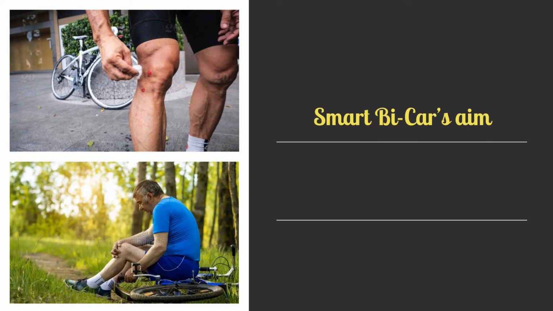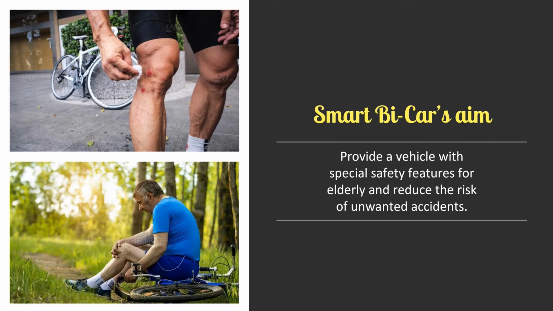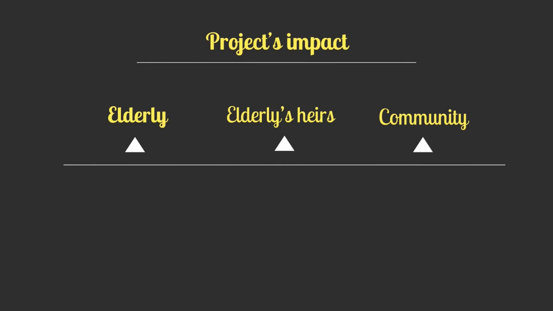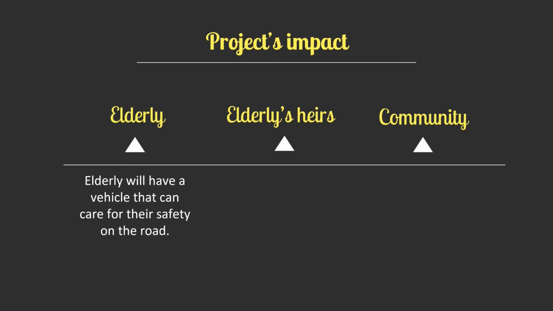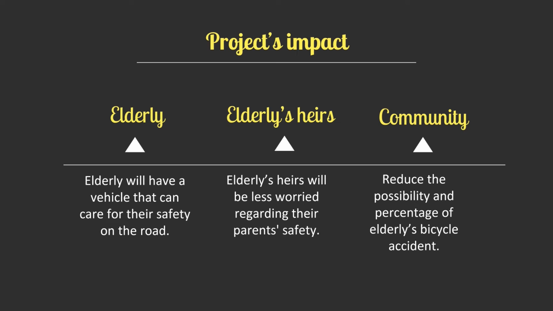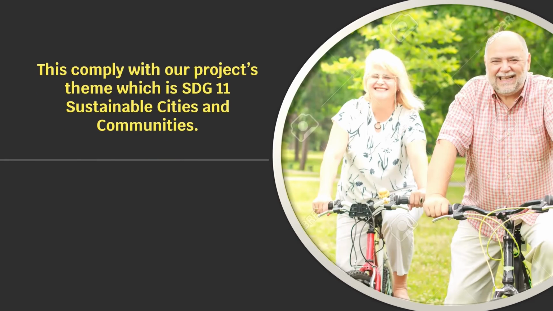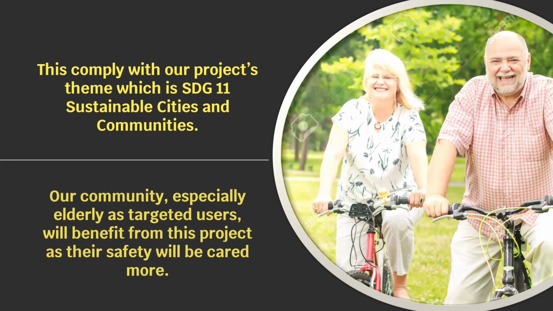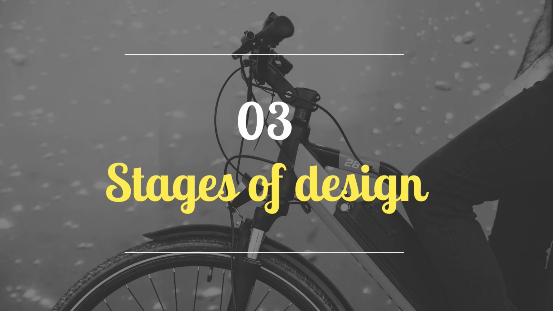Our project's aim is to provide a vehicle with special safety features for the elderly and reduce the risk of unwanted accidents. The elderly's heirs and community will be impacted by this project. The elderly will have a vehicle that can care for their safety on the road, and this will lessen their heirs' worry. Besides, the possibility and percentage of elderly bicycle accidents can be reduced. This complies with our project's theme, which is SDG 11, Sustainable Cities and Communities. Our community, especially the elderly as targeted users, will benefit from this project as their safety will be better cared for.